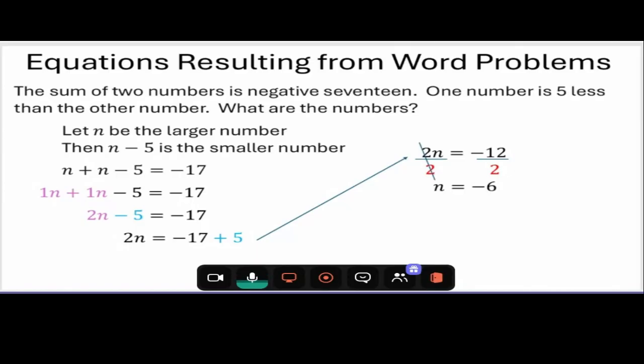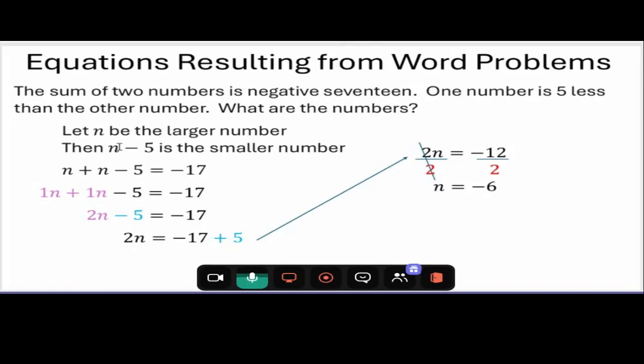We found the larger number. n is the larger number, right? Negative 6. Don't get bothered by the fact that the larger number is negative. That just means the smaller number is going to be even more negative.